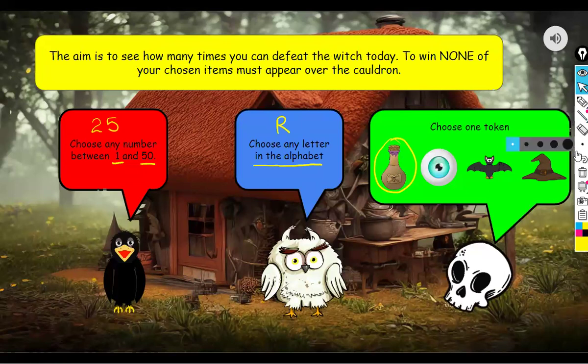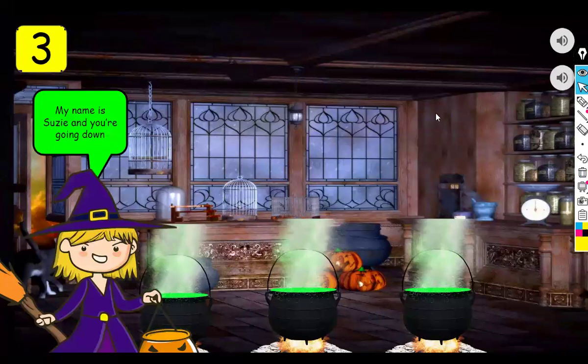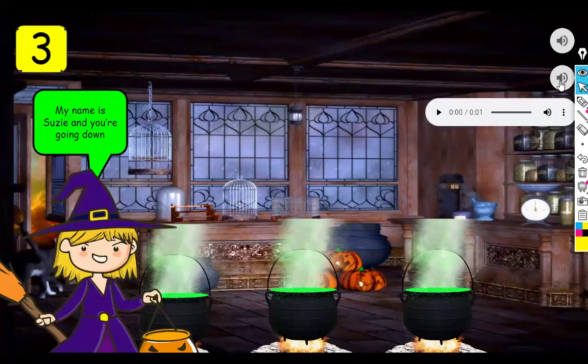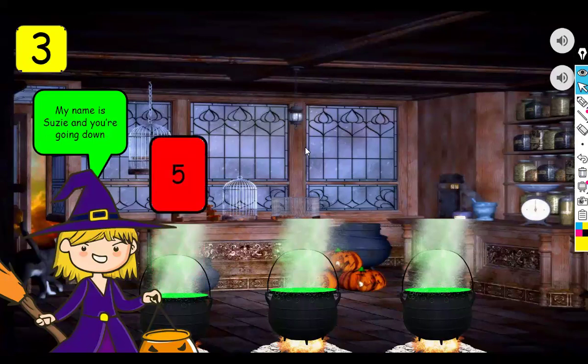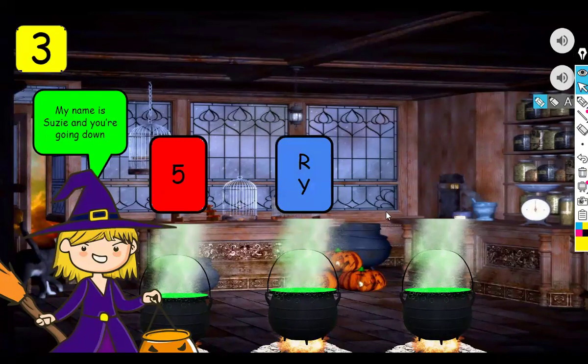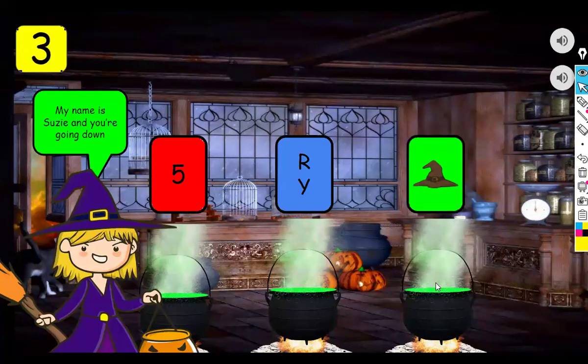All right, let's see how lucky you guys are. Let's see how lucky I am. All right, so this witch name is Susie. First cauldron. 5, but I'm still in the game. Next cauldron. 2 letters, R or I'm out, because I chose R. So if you have R or Y, you are out of the game. Last cauldron. The hat. Did anybody survive all 3 rounds? Did anybody win? But I lost, so whatever.